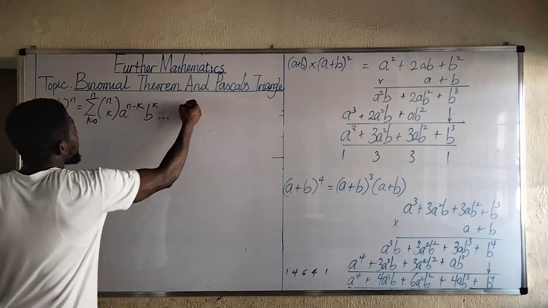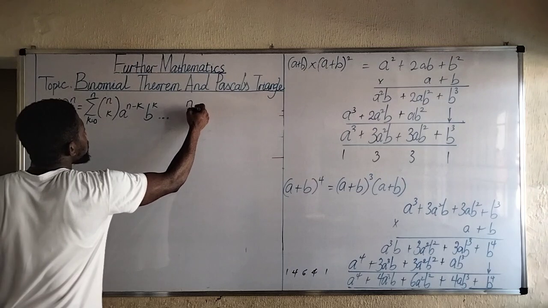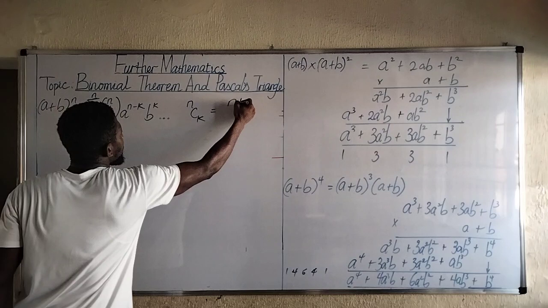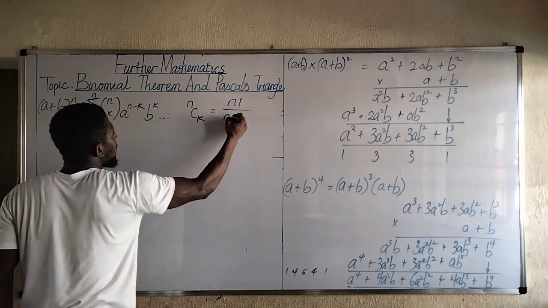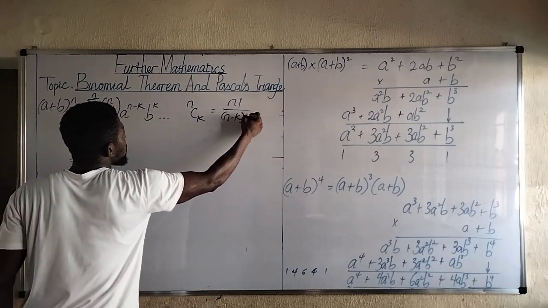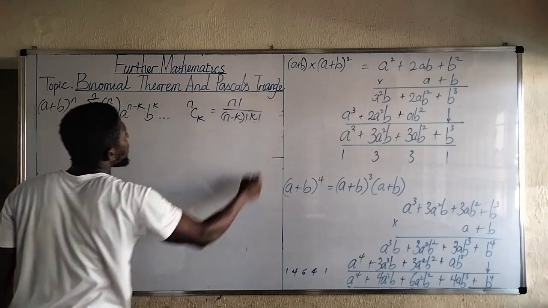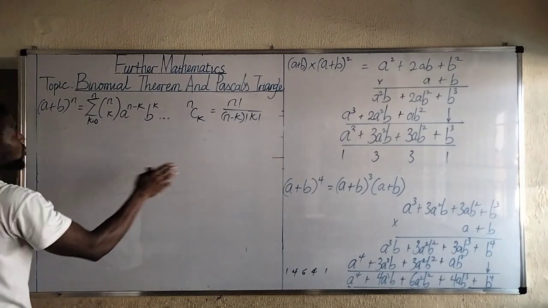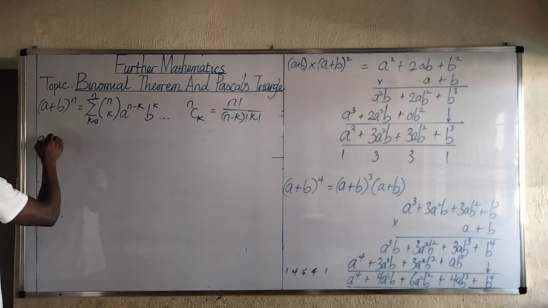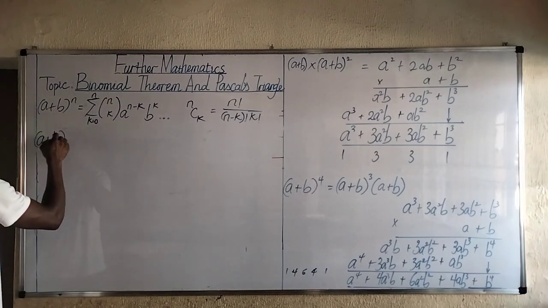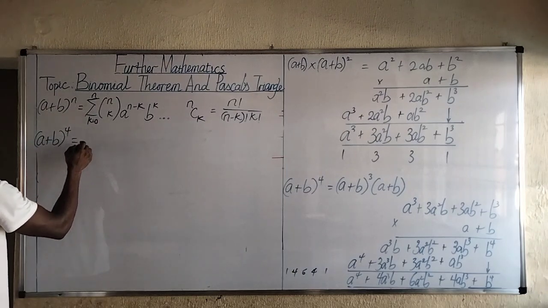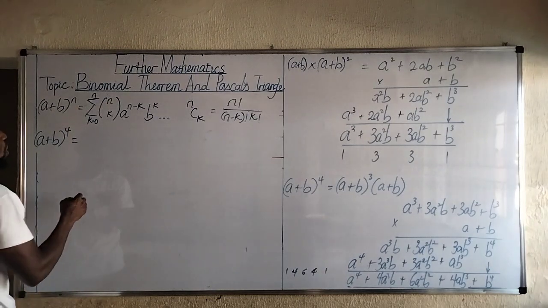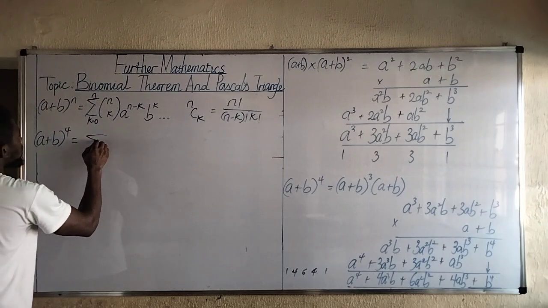So n choose k, that is n combination k, is n factorial all over n minus k factorial times k factorial. This is what n choose k symbolizes. With this formula, let's solve an expression: a plus b to the 4th power. We are going to do it term by term until we get all the values, then we sum them up.